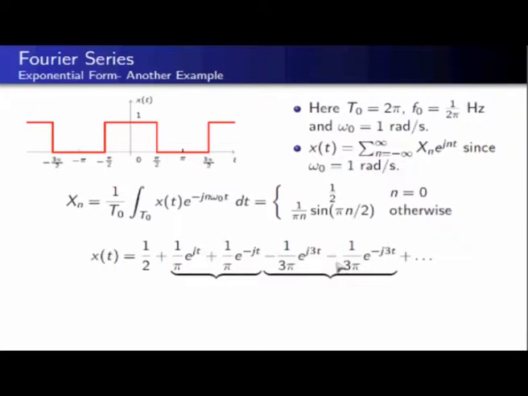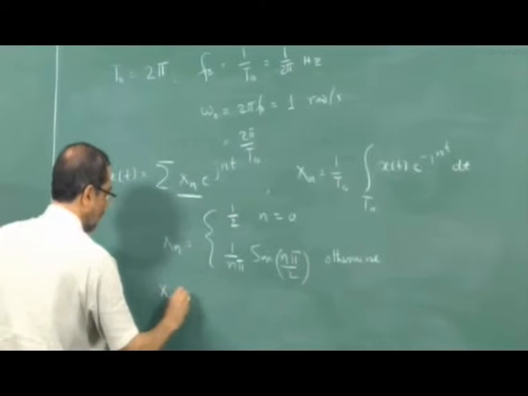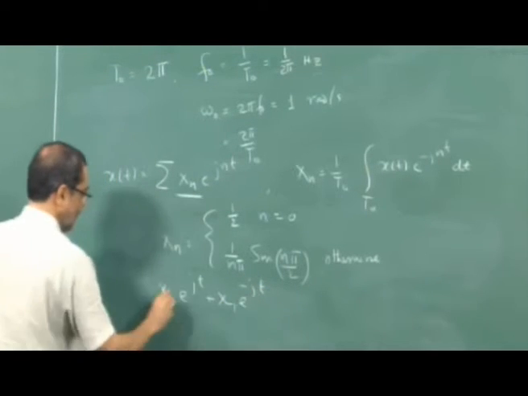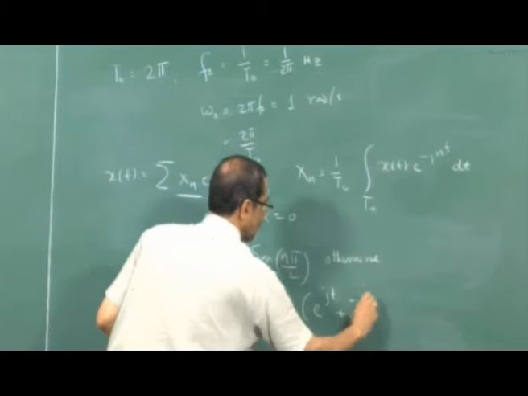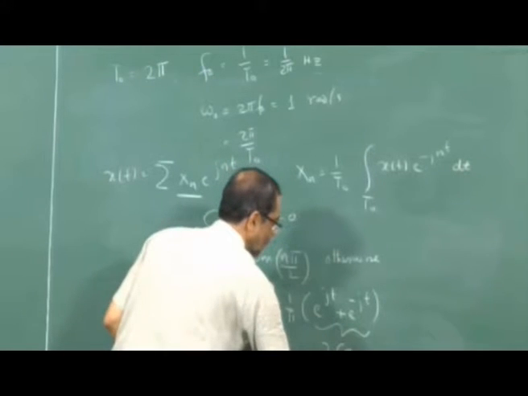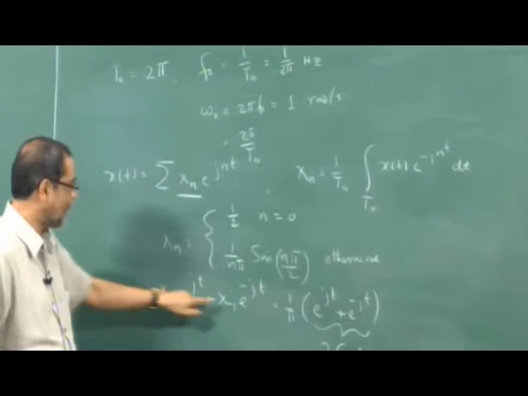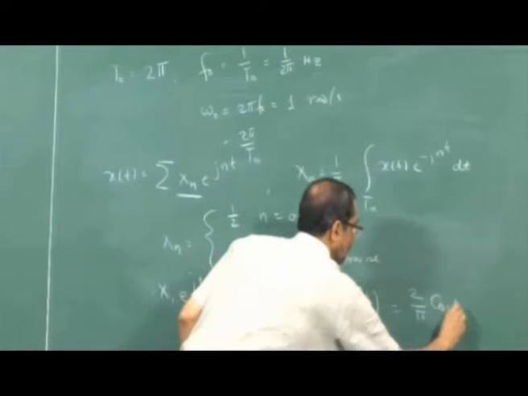Similarly you substitute n equal to 3 and so on, because x2 is 0 and x minus 2 is 0. If you collect these terms, let me write in this case expanded, x1 e raised to j t plus x minus 1 e raised to minus j t, this is 1 by pi, so 1 by pi times e raised to j t plus e raised to minus j t. I can use Euler's formula to write this as 2 cosine t. So both 1 and minus 1 combine to give me 2 by pi cosine t.